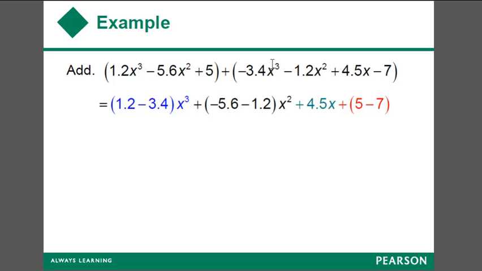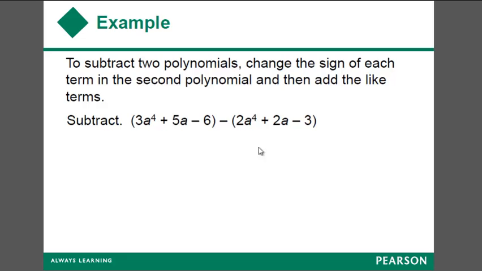I'll combine my x squareds. My x does not have another common term, so I'll leave my x. And then I'll combine my constants. 1.2 minus 3.4 will give me a negative 2.2x to the third. Negative 5.6 minus 1.2 gives me a negative 6.8x squared, plus my 4.5x, and then 5 minus 7 gives me a negative 2. Again, these are in decreasing order for my exponents.